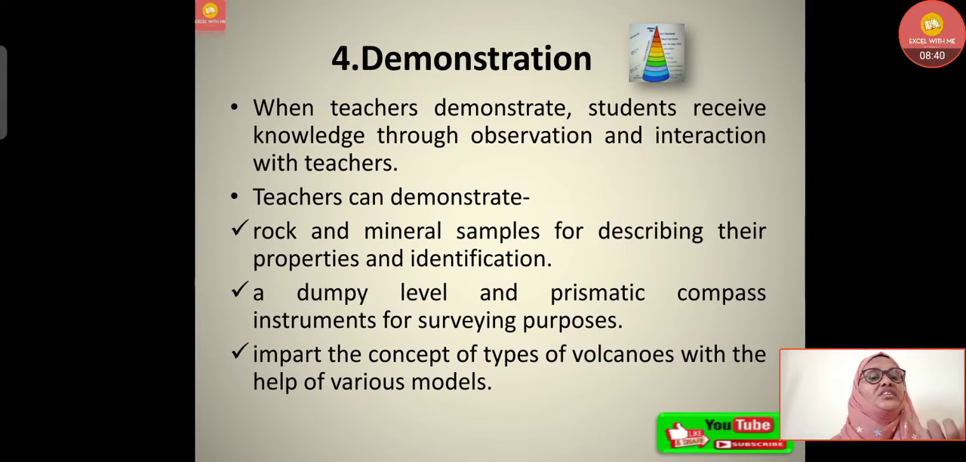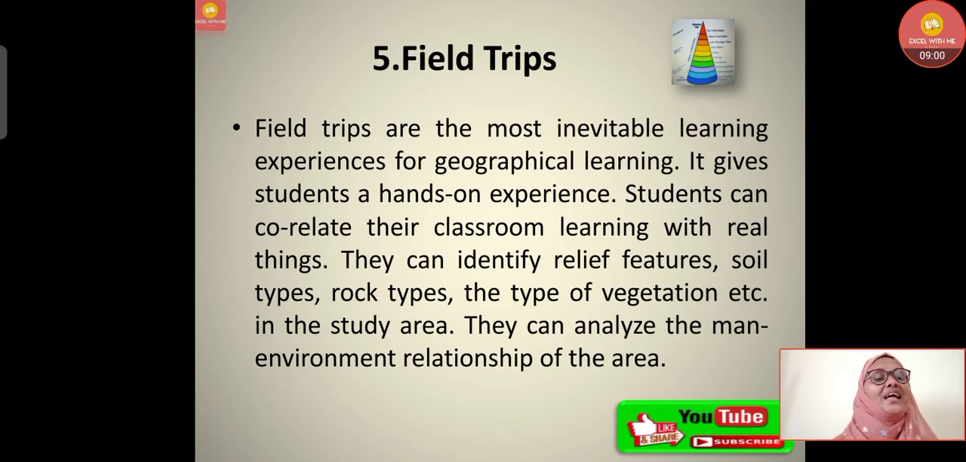Then impart the concept of types of volcanoes with the help of various models also. They can prepare active models of an erupting volcano. So this also helps a lot for the students to understand thoroughly.